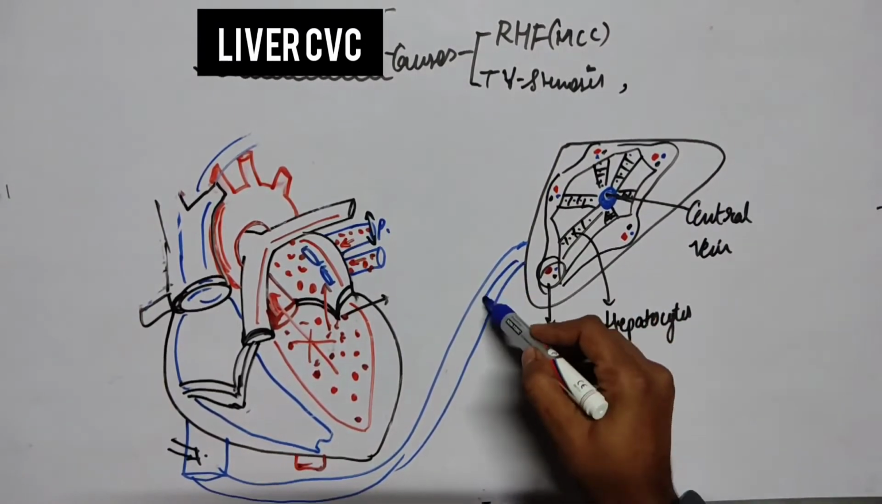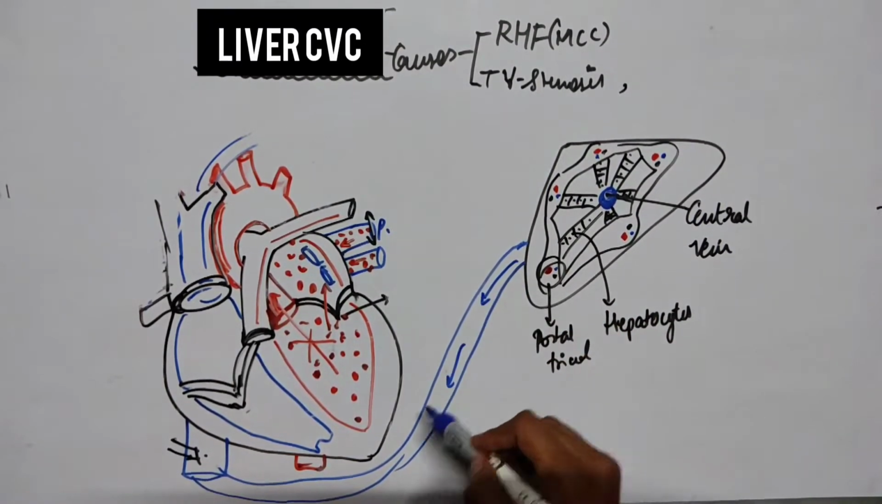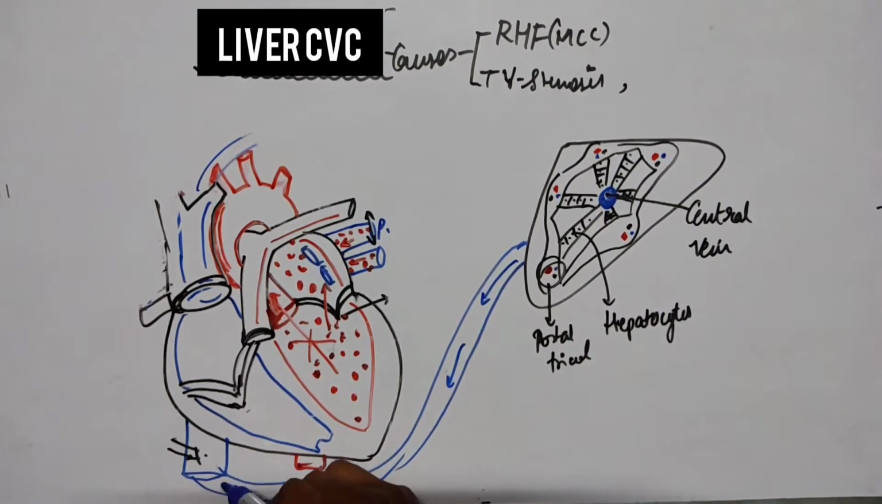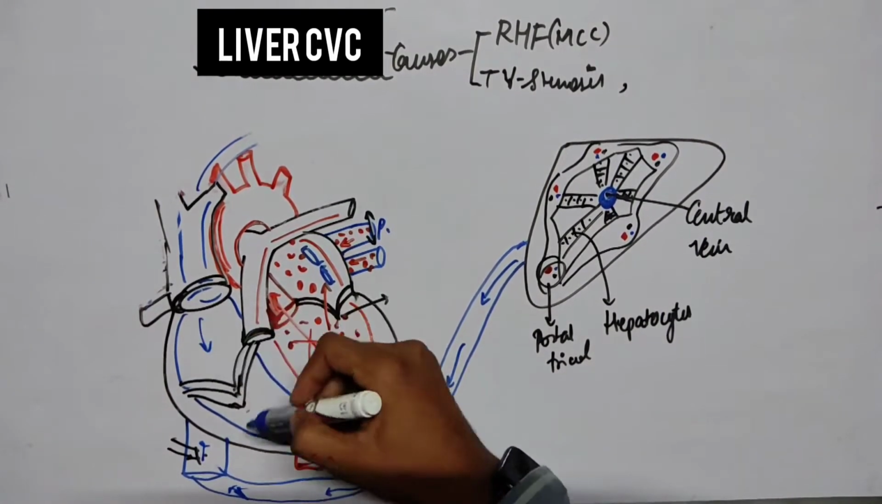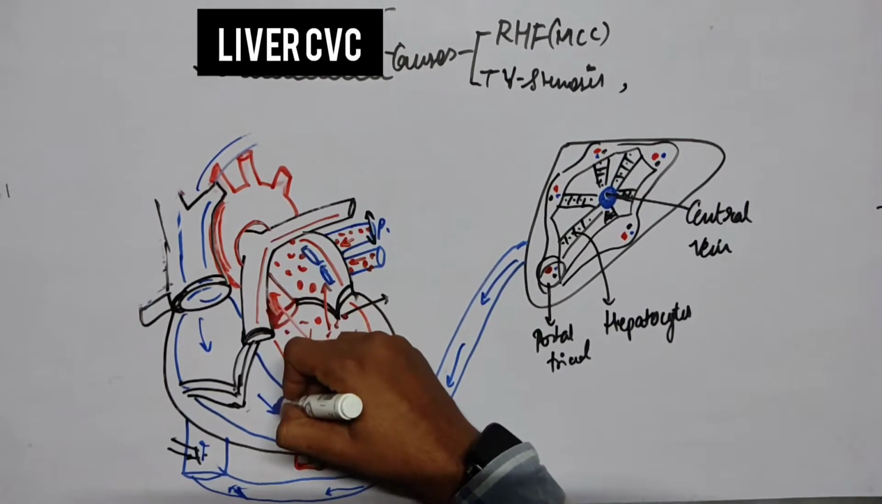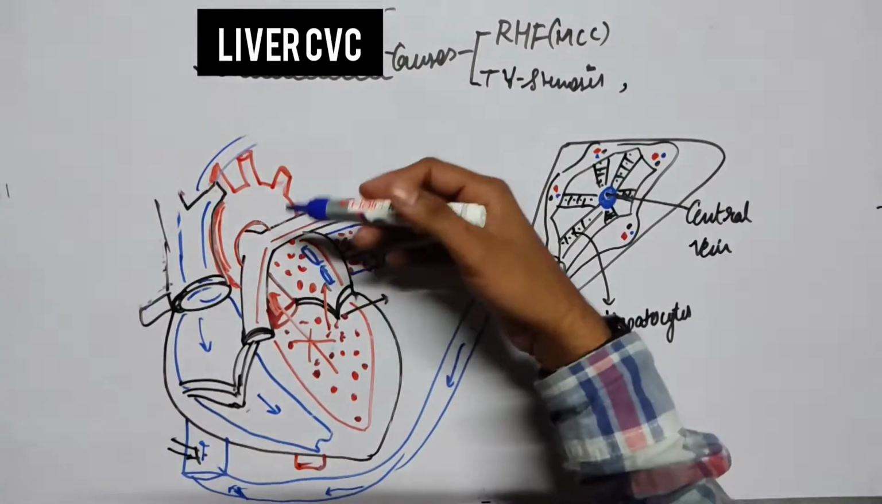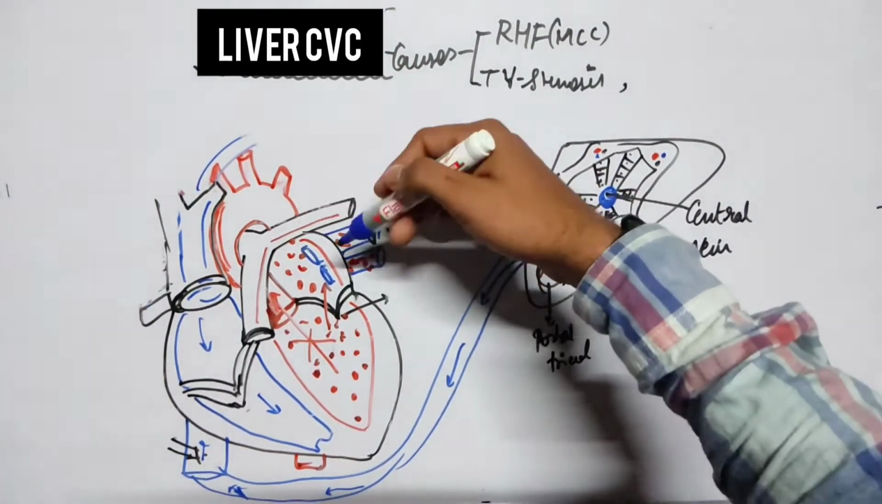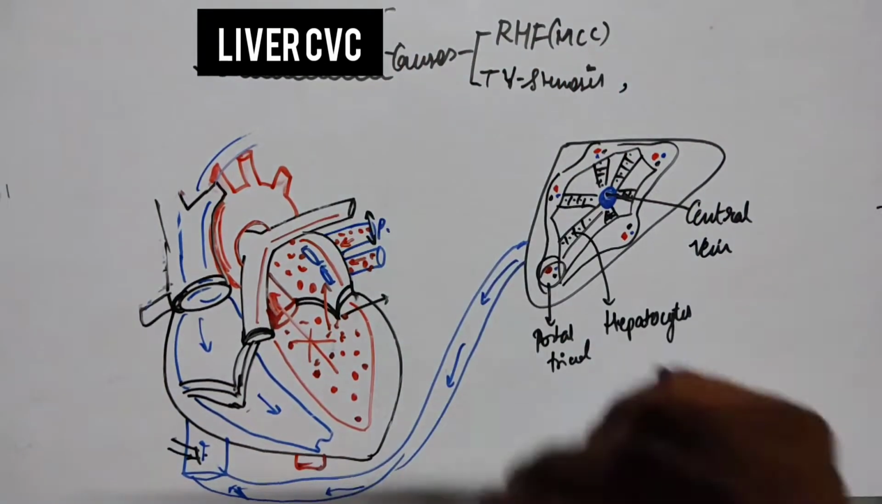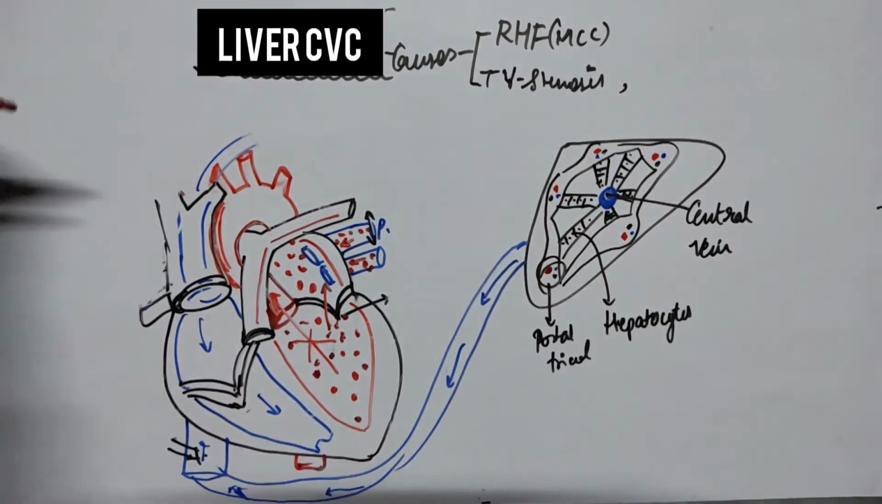From the central vein the blood goes to the inferior vena cava, and from the inferior vena cava the blood goes to the right side of the heart, into the right atrium, then to the right ventricle, and from the right ventricle it goes to the pulmonary artery, and then to the lung for filtration of the blood. So this is the normal physiology.